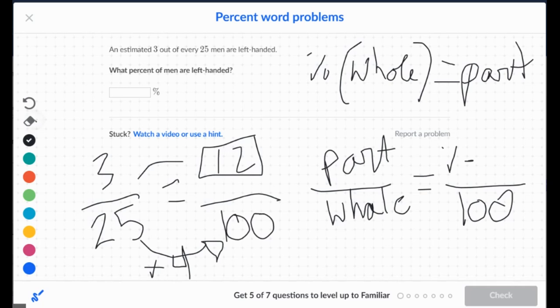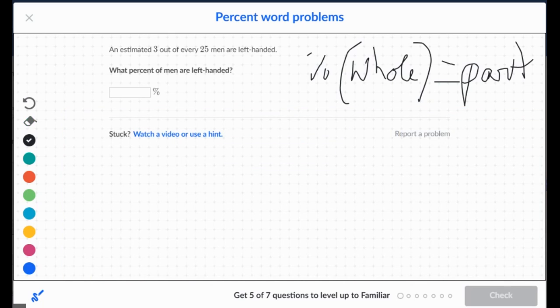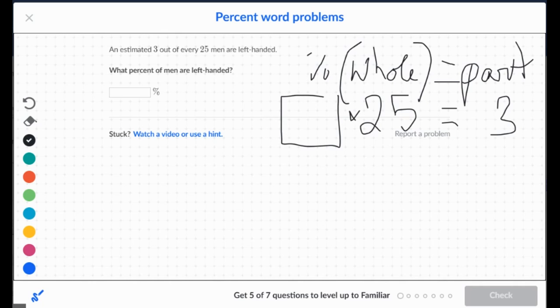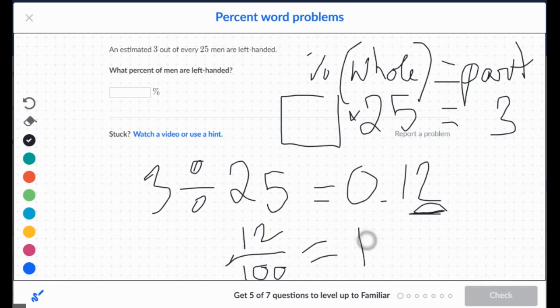Now, if you don't prefer that method and you were instead going to use the equation method, you could do the same thing. I know that my whole is 25 and that my part is 3 and that I don't know my percent. And so when I'm missing part of a multiplication problem, I divide. So I take 3 divided by 25, and that's going to give me 0.12. And then when I multiply, that gives me 12 hundredths, because this is the hundredths place, which is 12%.